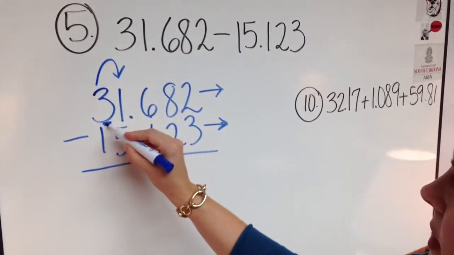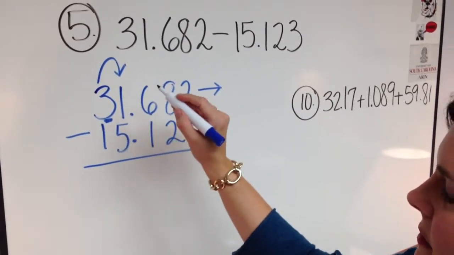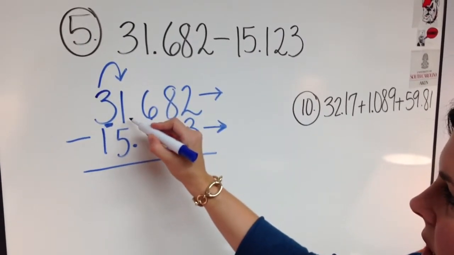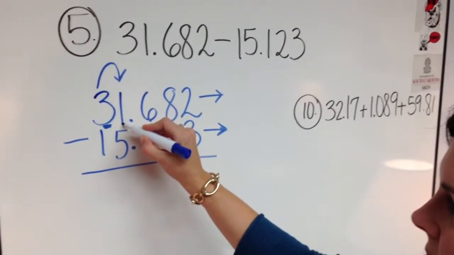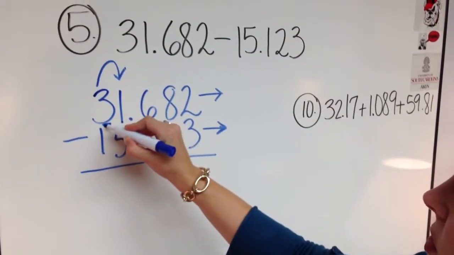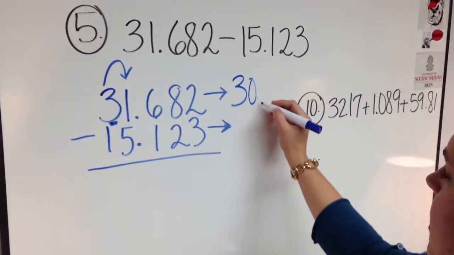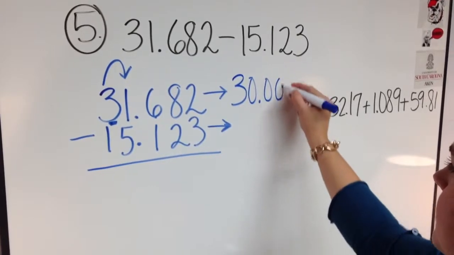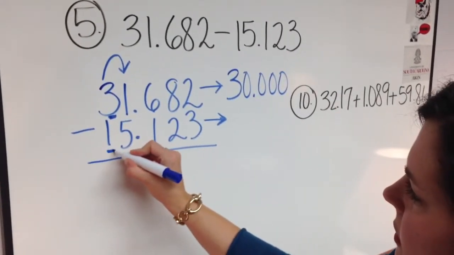And we've got 3. Look at the next door neighbor. If it is less than 5, it's going to stay a 3. Okay, so we look next door, it's a 1. That is less than 5. So 3 will remain a 3. Everything else becomes zeros.